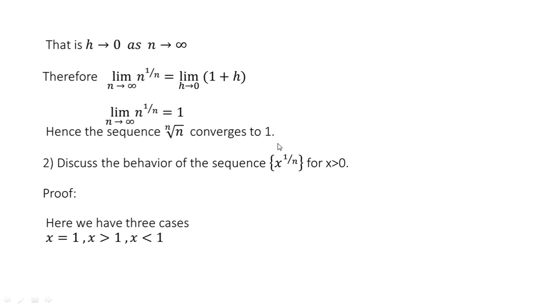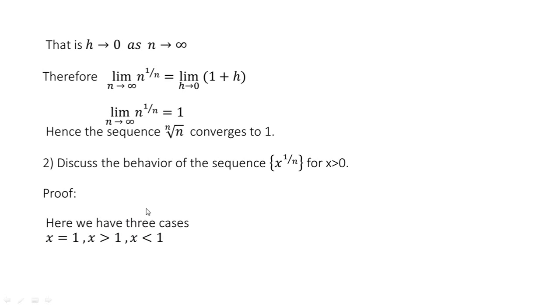Let me take the second standard sequence, x to the power of 1 by n, where x is greater than 0. Here we discuss this sequence in 3 cases: when x is equal to 1, x is less than 1, and x is greater than 1. Definitely these 3 cases cover all the real values of x greater than 0.